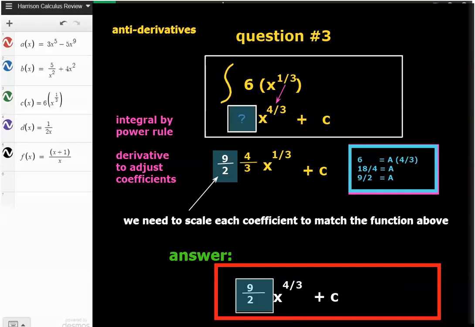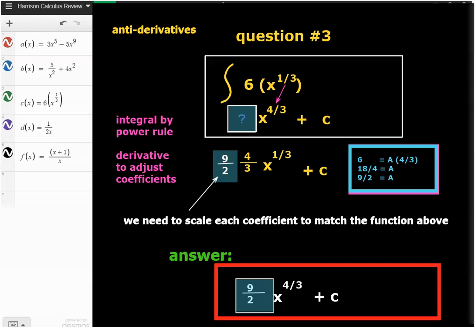But there was a 6 as the coefficient, so we have to solve that problem. So I put it in a blue box on the right here. 6 is the coefficient, and that equals some amount times 4/3. Multiply both sides by 3/4, and 6 times 3 is 18 as the numerator, divided by 4, and reducing that by 2, we get 9/2. So that's the scale we need for this term so that the coefficient matches the original function of the given indefinite integral. So our answer is 9/2 x to the 4/3 plus c.